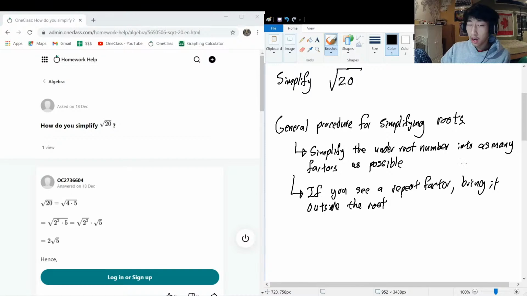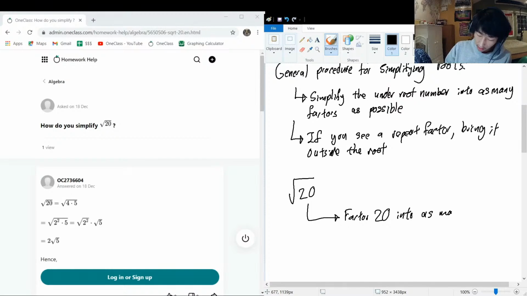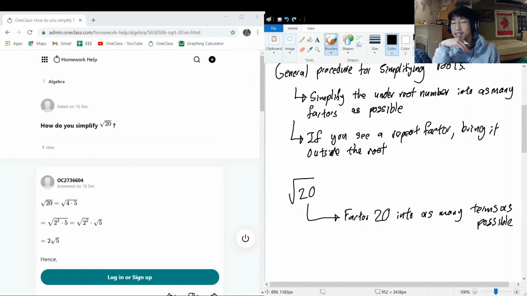Okay, cool. So let's apply this general procedure to our current situation. We got 20 underneath the square root, and we want to factor 20 into as many terms as possible. Let's think about what we can multiply together to get 20. We can do 1 times 20, but that's not really helpful because you can multiply by 1 as many times as you like under the root, and it's not going to change anything. So don't worry about multiplying by 1.